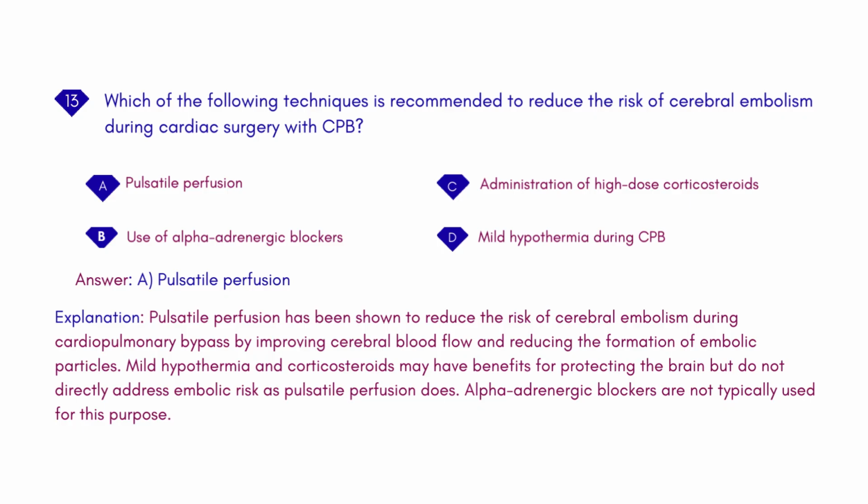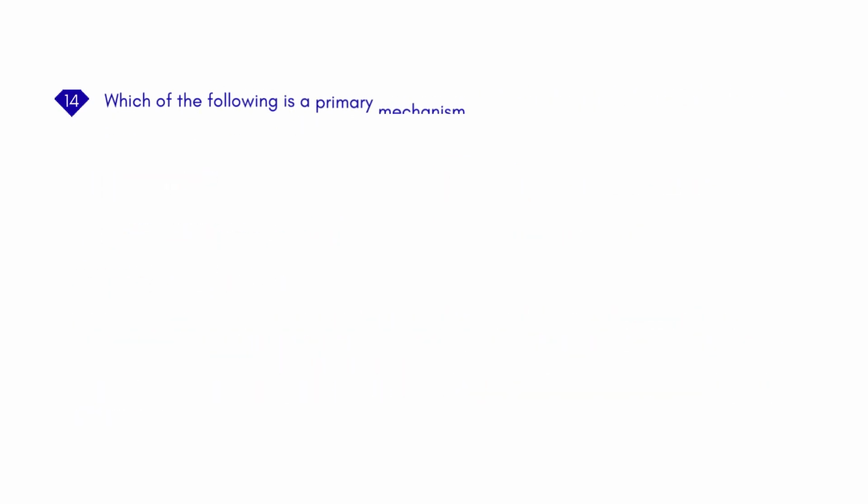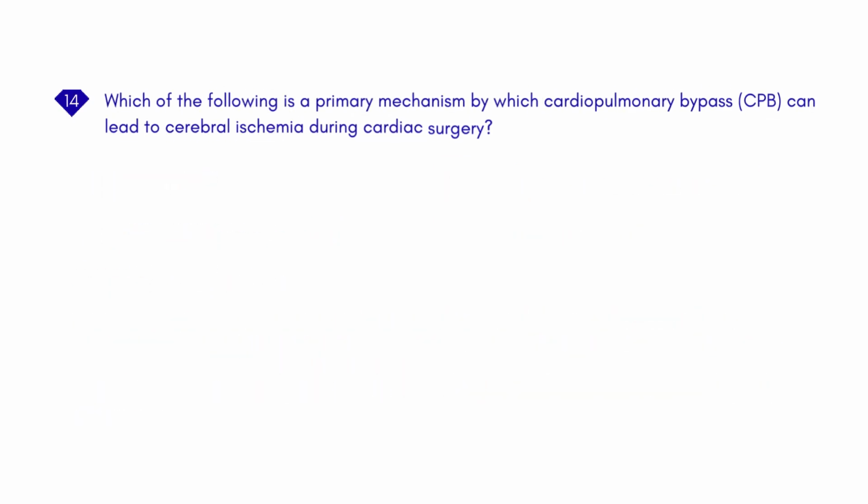Mild hypothermia and corticosteroids may have benefits for protecting the brain but do not directly address embolic risk as pulsatile perfusion does. Alpha-adrenergic blockers are not typically used for this purpose. Which of the following is a primary mechanism by which cardiopulmonary bypass, CPB, can lead to cerebral ischemia during cardiac surgery? A. Decreased cerebral blood flow.